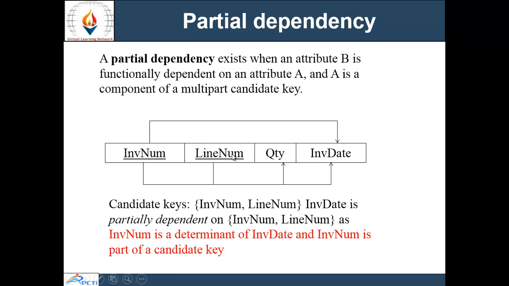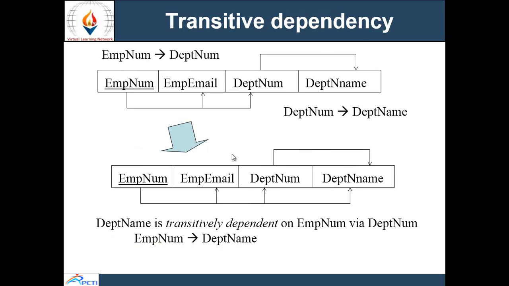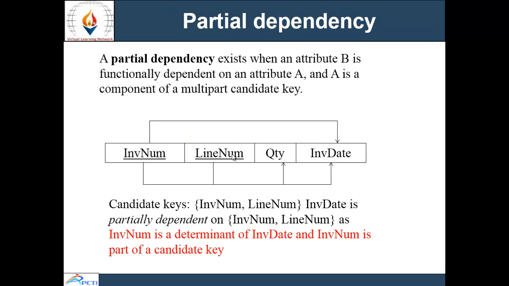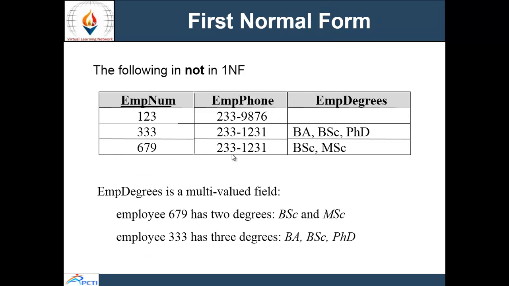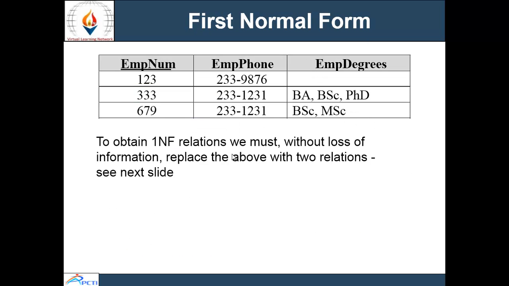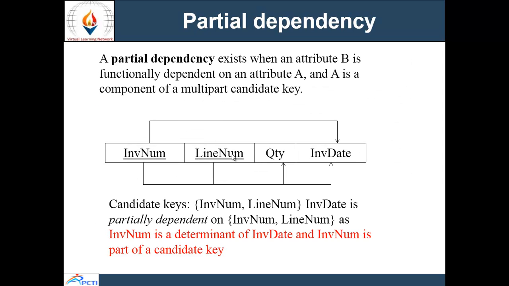This is all about the dependencies, normalization and the need for normalization. Now there are different types of normalization, that is first normal form, second normal form, third normal form and Boyce-Codd normal form, which we'll cover in the next session. Thank you.